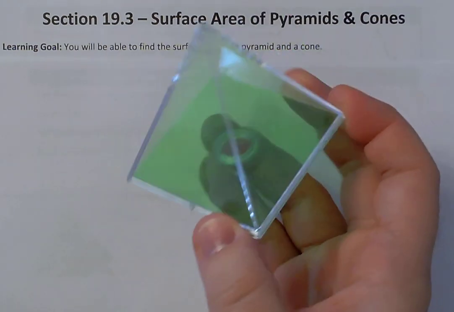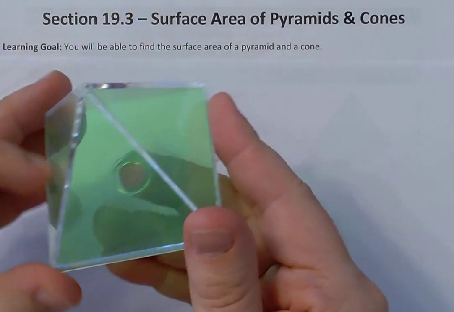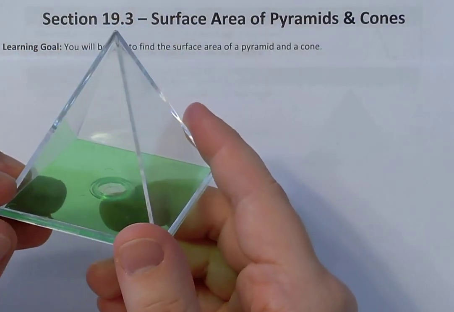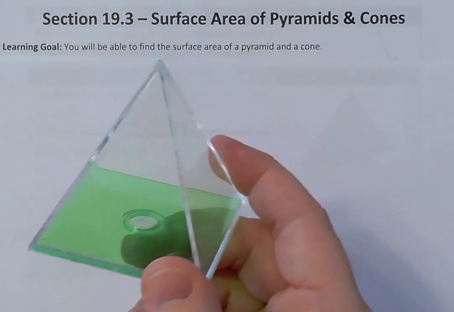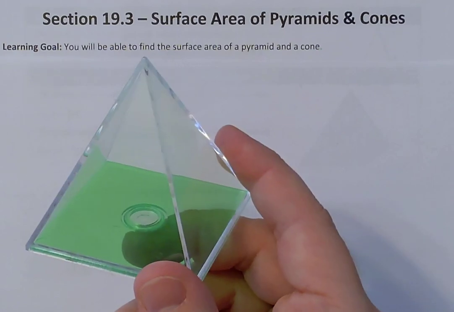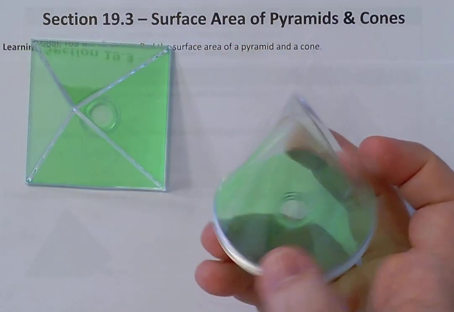Remember, a pyramid is going to have one base, and then its sides are made up of triangles that all meet at a point called the vertex. So we're going to go through and talk about surface area and lateral area of pyramids, and then we're also going to take a look at cones.